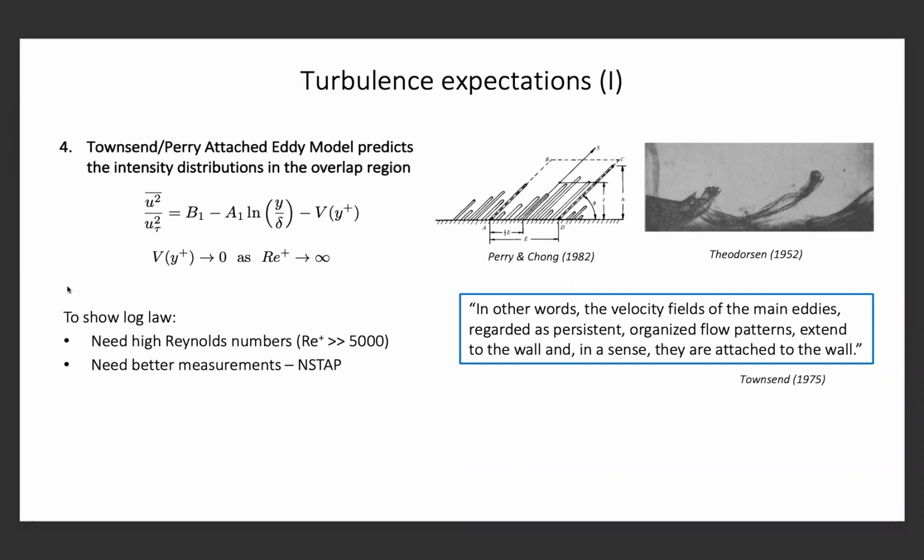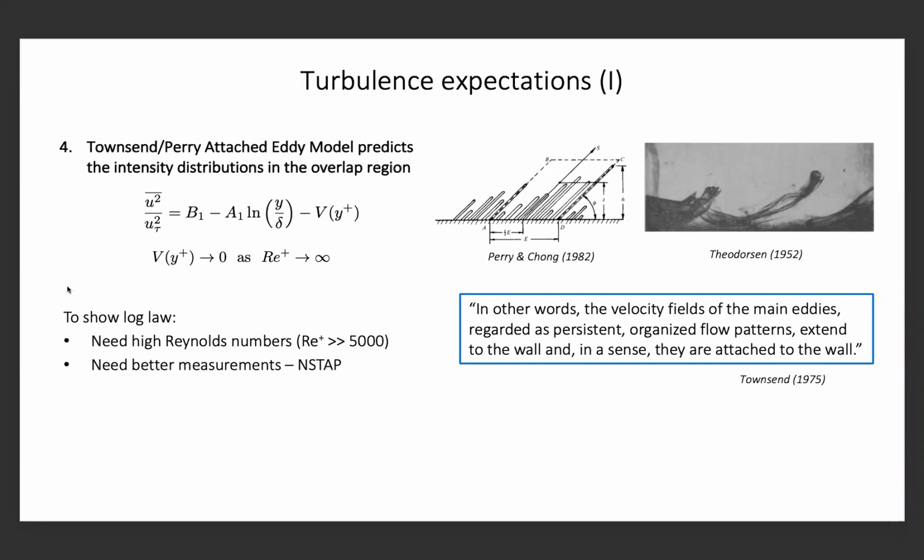Now, this idea was based on Townsend's proposal of the attached eddy, which, quoting here, the velocity fields are the main eddies, by which he means the stress-bearing eddies that are sort of identified with the overlap region, regarded as persistent organized flow patterns, extend to the wall, and in a sense they are attached to the wall. So they scale with the distance from the wall, and following that argument will give you this logarithmic intensity distribution.